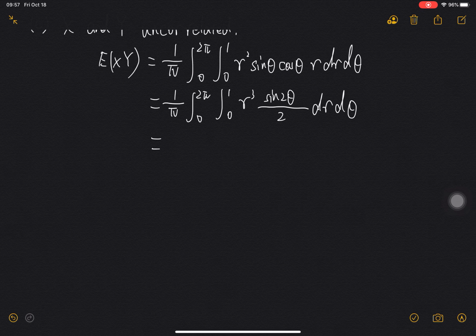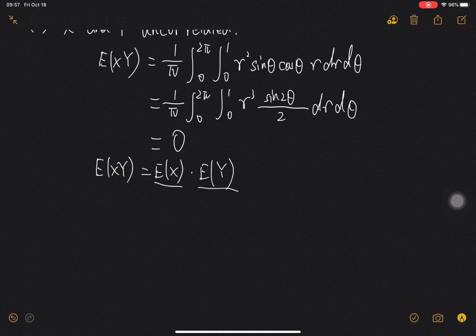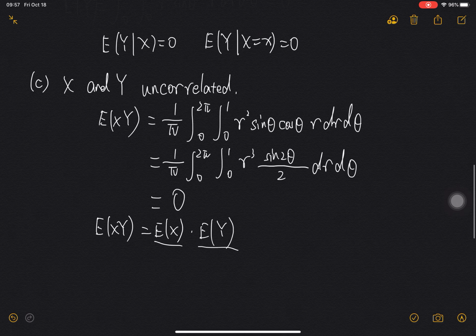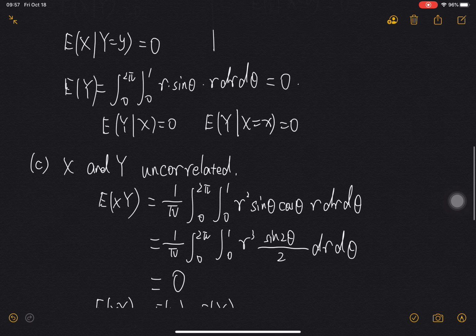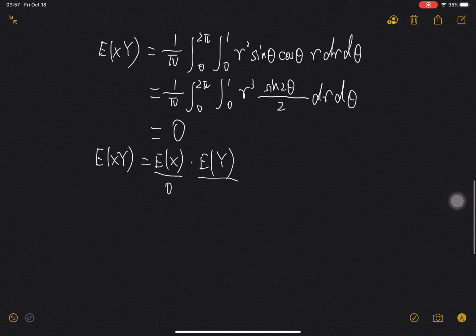We know that the expectation of x times y is 0. So the expectation of x times y equals the expectation of x times the expectation of y, because we had these two results in question B. They are all 0, 0, and 0. So they are uncorrelated.